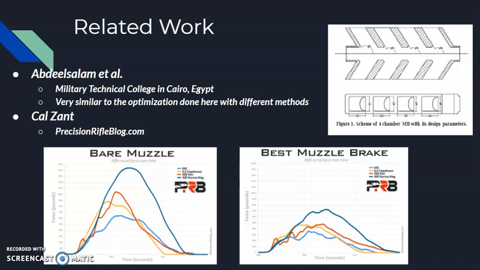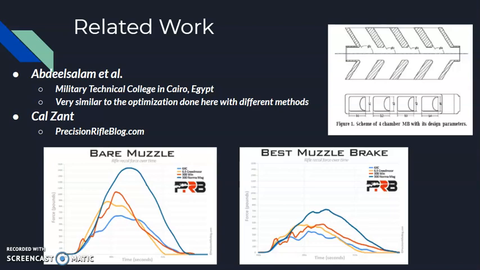Other relevant research comes from Cal Zant of PrecisionRifleBlog.com. Zant's research comes in the form of testing various muzzle brakes currently on the market to find typical values of recoil force reduction and their relation to baffle angle. While Zant focused on rifles and brakes chambered in larger hunting rounds, his work can easily be extrapolated to the 5.56 cartridge because these values are in relation to the larger bolt carrier groups for these types of rifles. Therefore, the force reduction should be similar regardless of cartridge size.